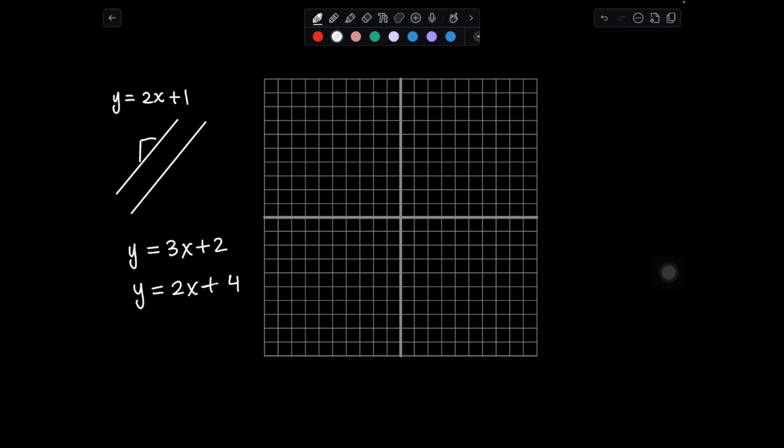Now there's one more thing, and this is perpendicular. Now perpendicular is when a graph makes a perfect 90-degree angle like that to another graph. So in our example here, a perpendicular graph would be this one.